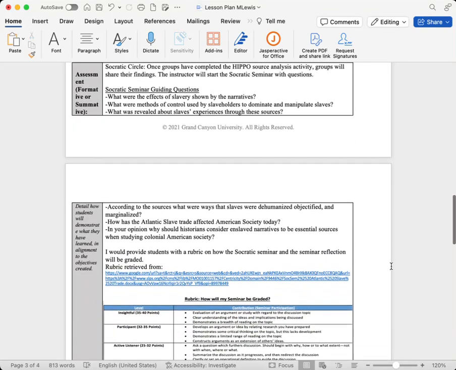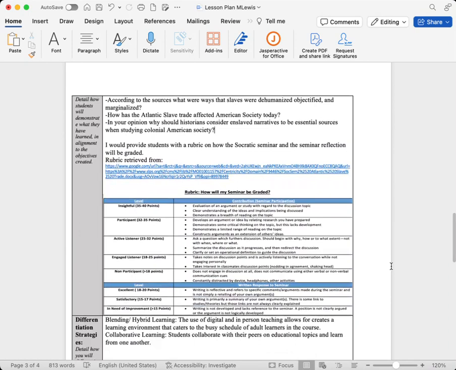I do provide a rubric for how the Socratic seminar and the seminar reflection are to be graded, and you can see that right here. I would also provide this to the students before starting the Socratic seminar, so that way they can see where they would fall and into what level.